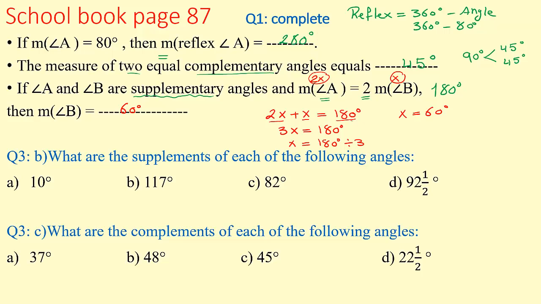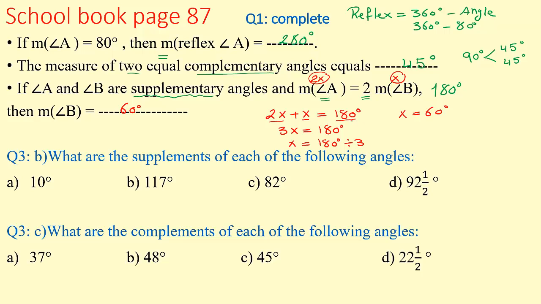So 2x plus x is equal to 3x. 3x now is equal to 180 degrees. 3x means 3 times x. So to find the value of x, I'm going to make 180 divided by 3. So x is equal to 60 degrees. Let's go now to question number 3. We are going to solve number B and C.